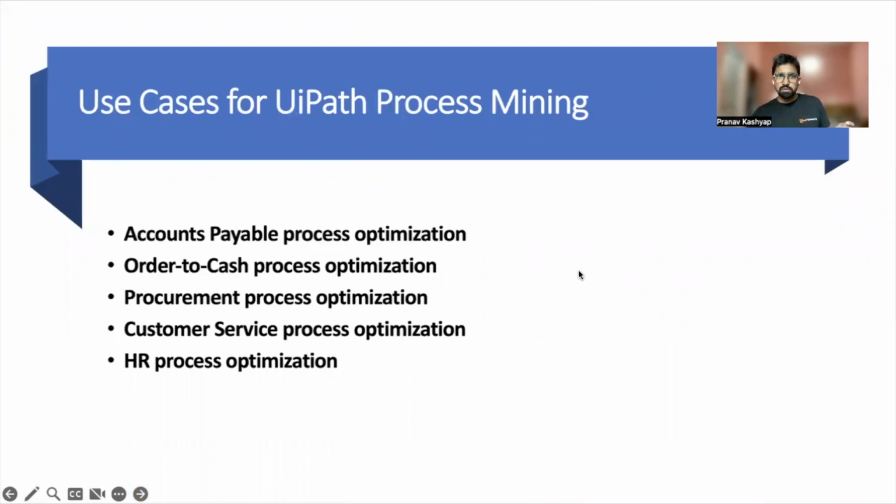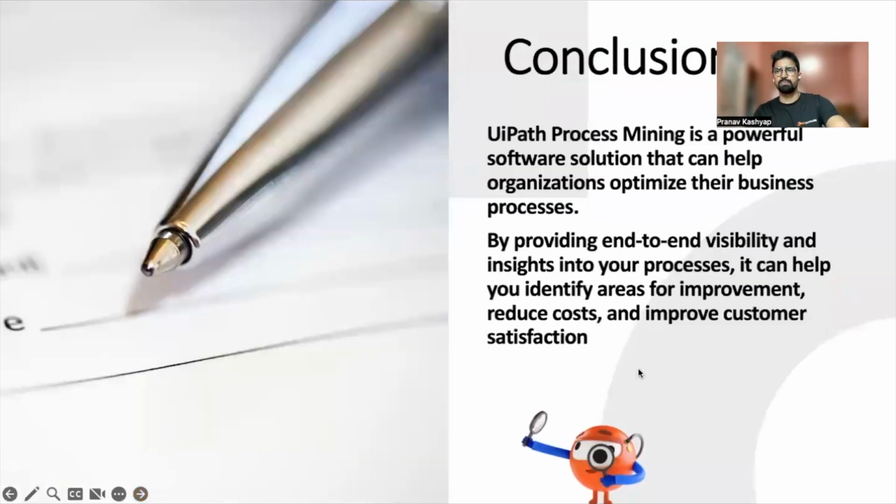Also, let's discuss a few use cases of UiPath process mining. Some are accounts payable process optimization, order to cash process optimization, procurement process optimization, customer service process optimization, and HR process optimization. These are a few use cases that we have taken. There are multiple others, but these are the things that we can currently do.